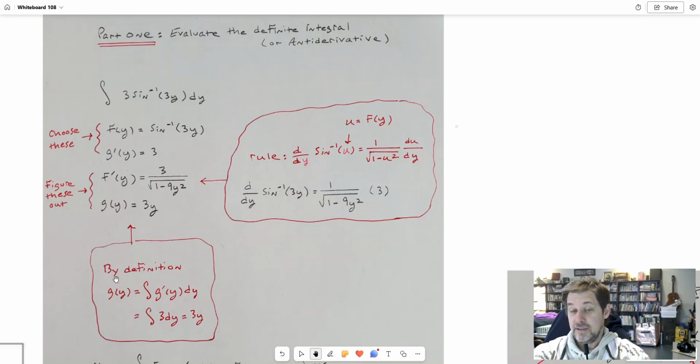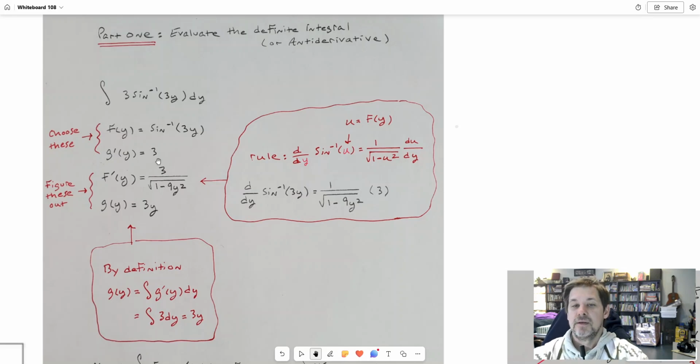Well, by definition, g prime is the derivative of g, right? So that means g is the antiderivative of g prime. So g of y is the antiderivative of 3, which is 3y. Isn't that correct? If you took the derivative of 3y, would you get 3? Yes, you would, and so that's it.